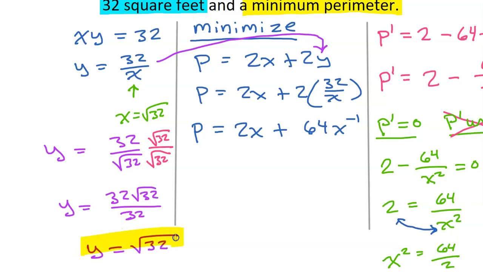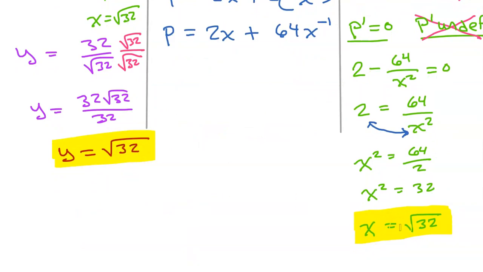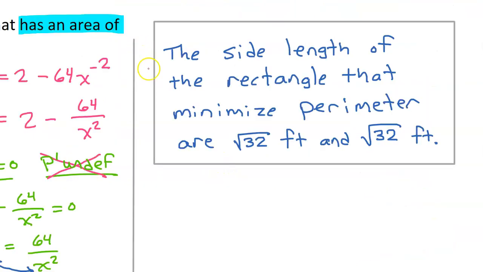So these are the dimensions of the rectangle that minimize the perimeter. Radical 32 and radical 32. As always, for AP Calculus, you should write this as a complete sentence. The side lengths of the rectangle that minimize perimeter are radical 32 feet and radical 32 feet.